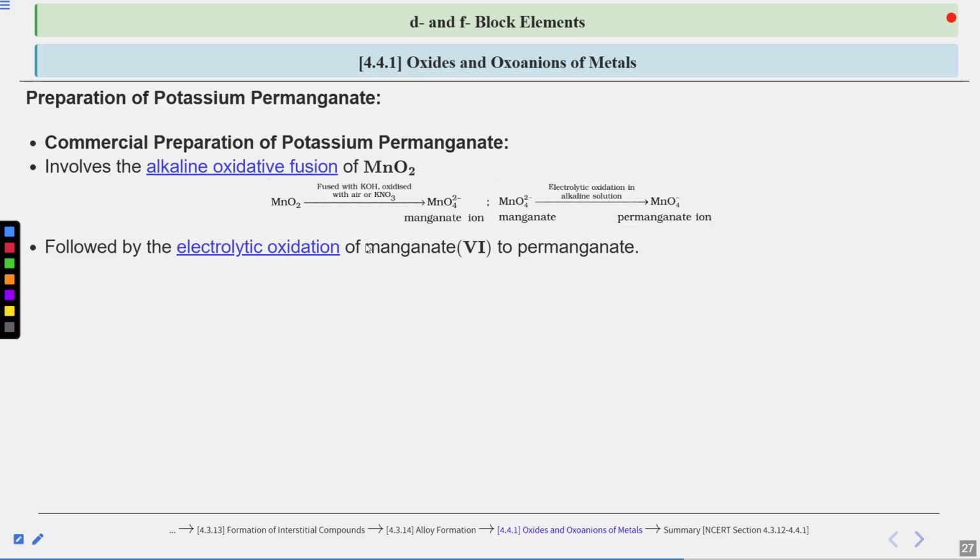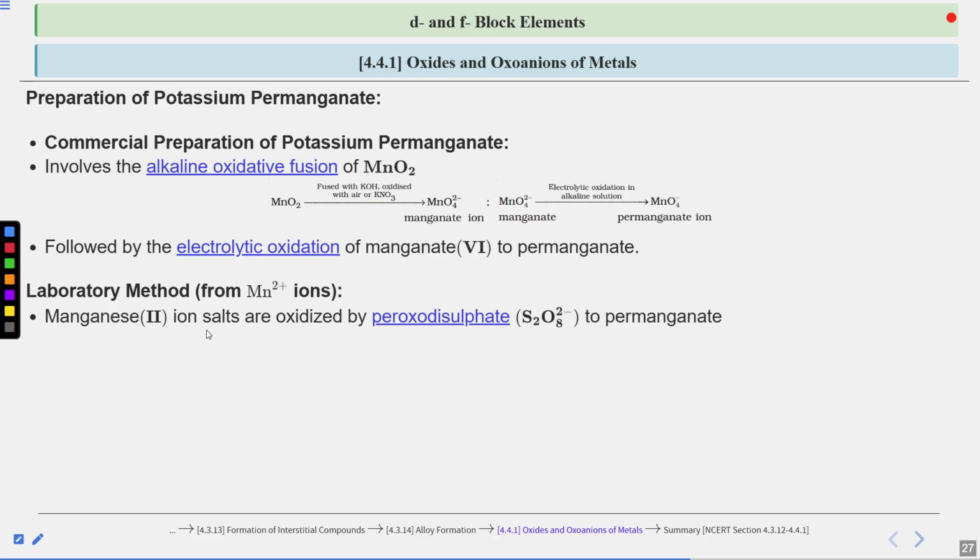This is followed by the alkaline oxidative fusion of MnO2, followed by electrolytic oxidation of manganate to permanganate, as we have seen in this process. So these two processes are involved. Laboratory method: from manganese 2 positive ions, how can you prepare potassium permanganate? Let's discuss the laboratory method.